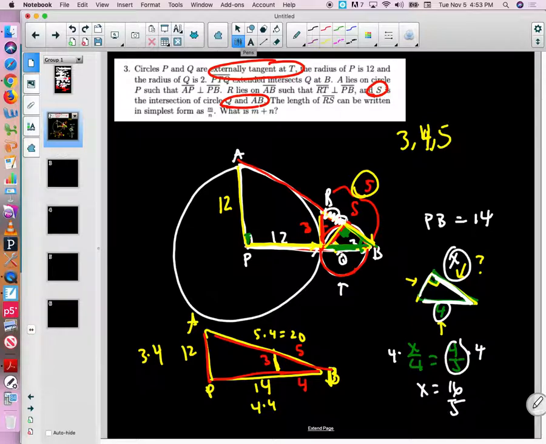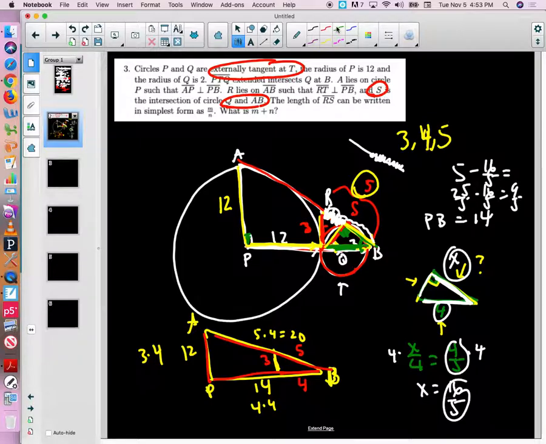So I'm going to take this whole thing, 5, subtract off the 16/5 I just found, because we have RB. RB we know is 5. We know this part of it is 16/5. So if I subtract those two, I get the little piece that I need, RS. So that gives me 25/5 minus 16/5 is 9/5. Again, they like this ratio thing. So the ratio is 9 to 5. And then if I add them together, I get 9 plus 5, or 14.